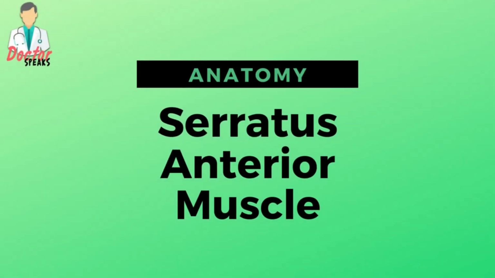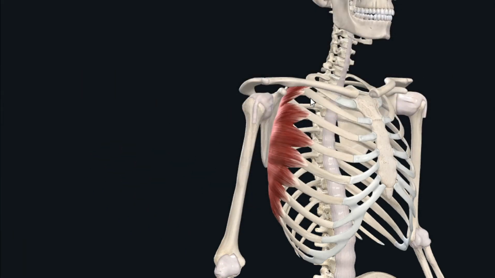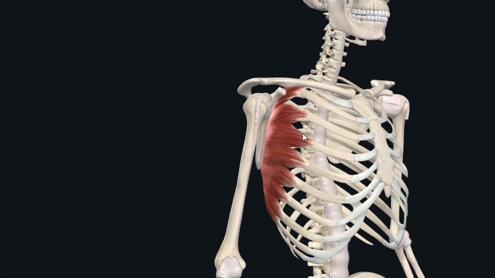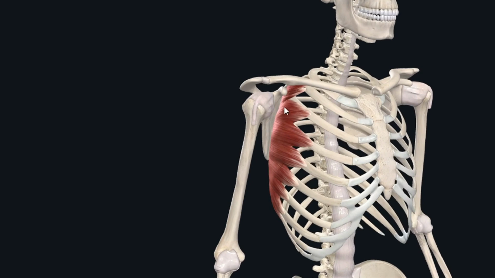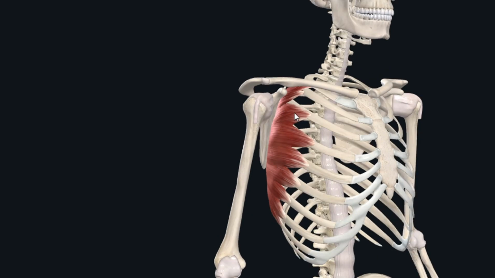Hi guys, welcome back. As we have already studied the other three muscles of the pectoral region, today we are going to study the fourth muscle of this region, the serratus anterior muscle. The serratus anterior is a fan-shaped muscle of the pectoral region, located at the lateral aspect of the thoracic wall. The major part of this muscle lies under the scapula and the pectoral muscles.